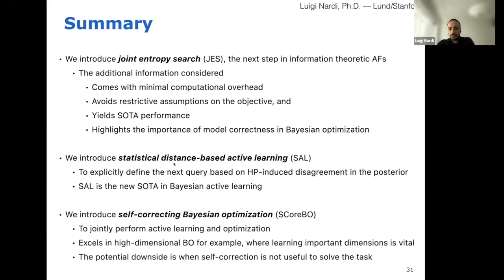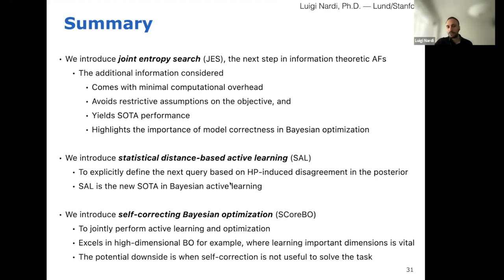That led to the second part of the talk, which is the Bayesian active learning part with the definition of SAL. So moving from Bayesian active learning, BAL, to SAL, which is an improved method for Bayesian active learning. I didn't show performance results for SAL. This actually brings a new SOTA. The performance is clearly better than BQBC. And if you go to the paper, you will see those types of results.